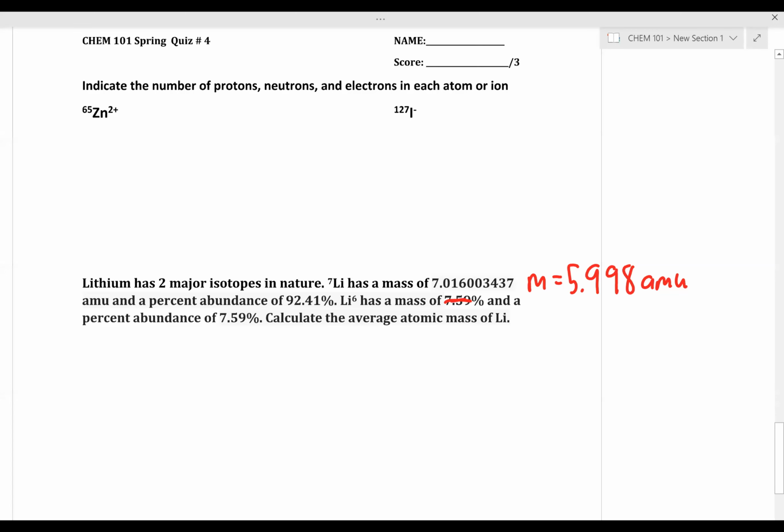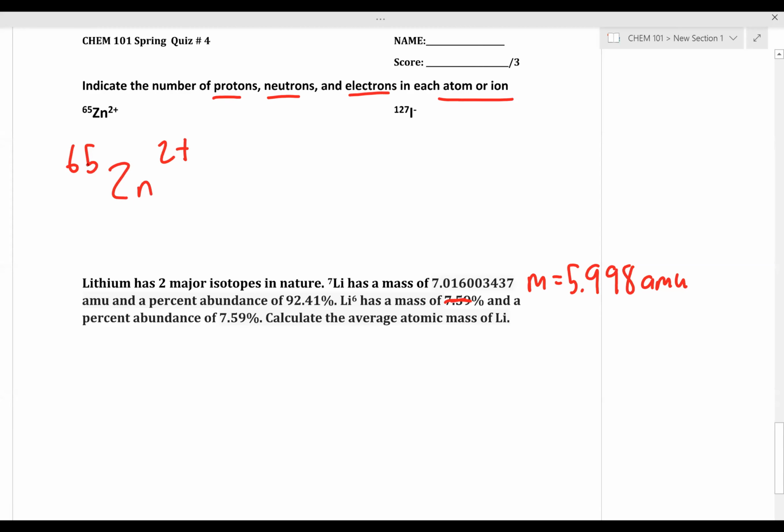Let's start discussing this quiz. So first and foremost, we're asked to indicate the number of protons, neutrons, and electrons in each atom or ion. Okay, so first and foremost, we're looking at zinc 2 plus 65.